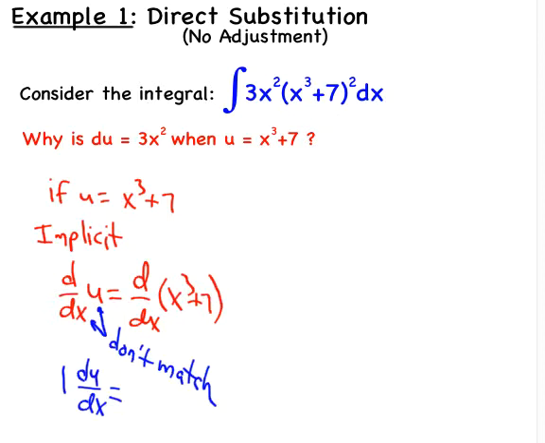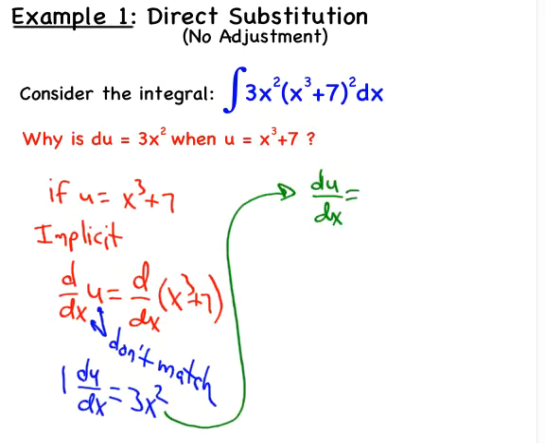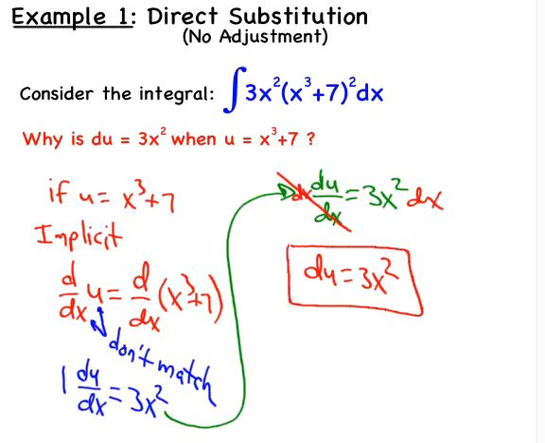And on the right-hand side, the variables do match. We don't need that extra term. We would get dx over dx, which is equal to 1. And we're simply left with 3x squared. So if we continue with this, you can see that you can now multiply both sides by dx. Here they will cancel, and we're left with du equals 3x squared dx. We don't want to go through this process every time.